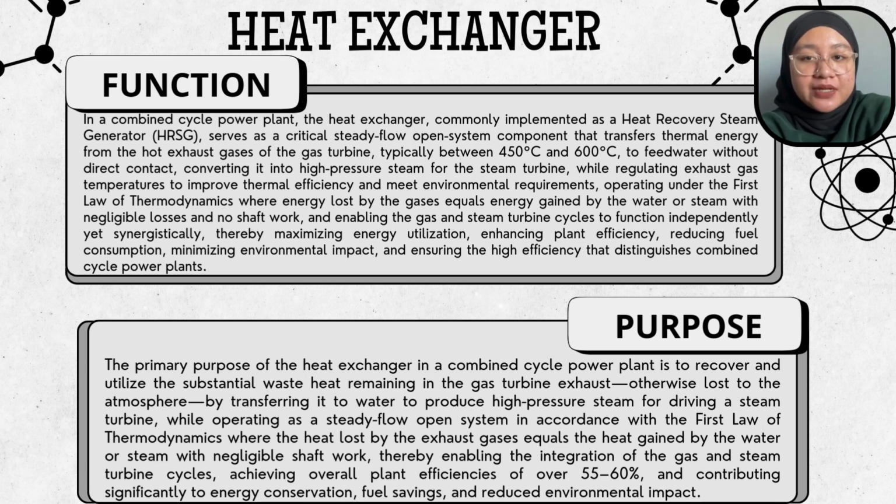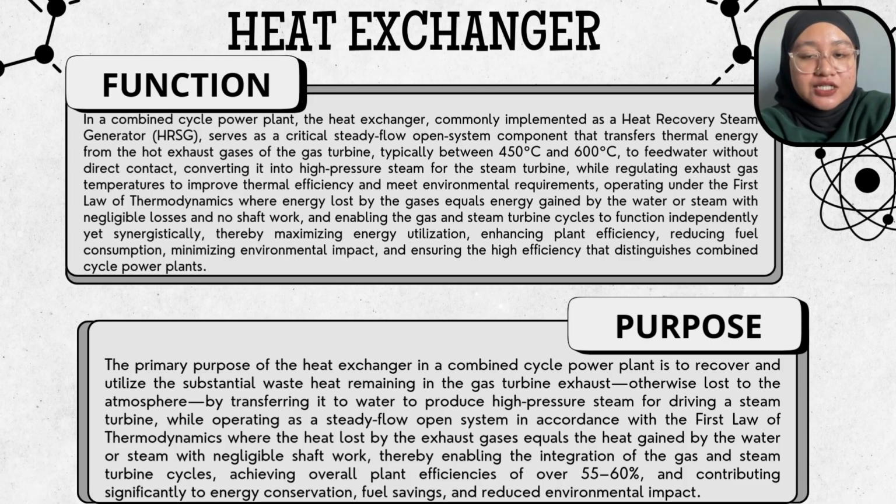The heat exchanger plays a critical role in improving plant efficiency by recovering waste heat from gas turbine exhaust gases. In a combined cycle power plant, the heat exchanger, commonly known as the heat recovery steam generator or HRSG, operates as a steady flow open system.